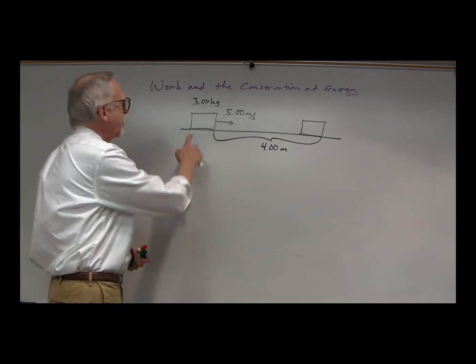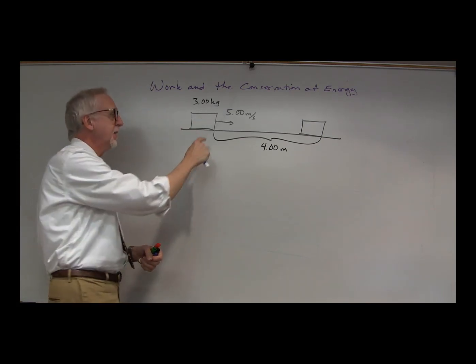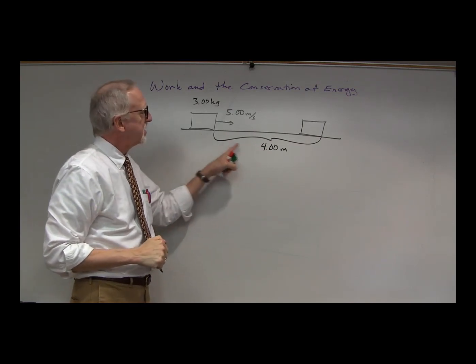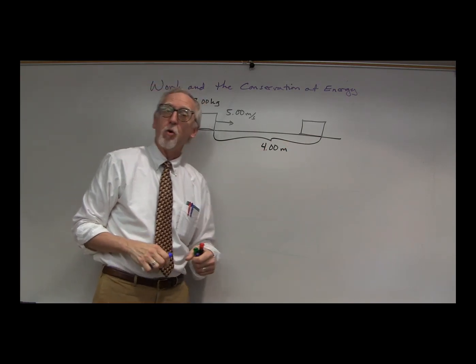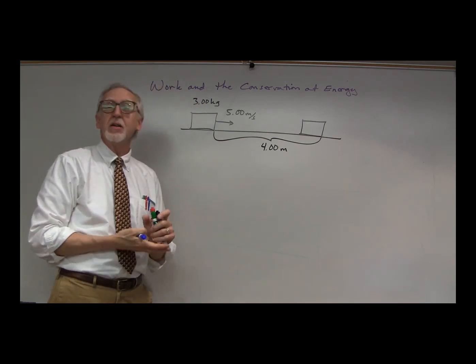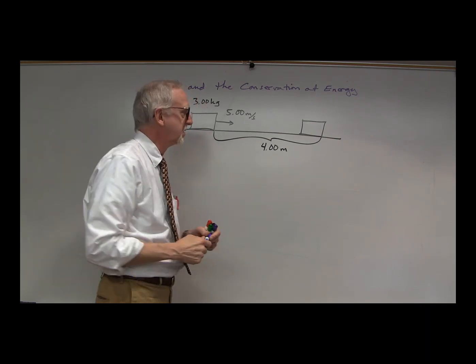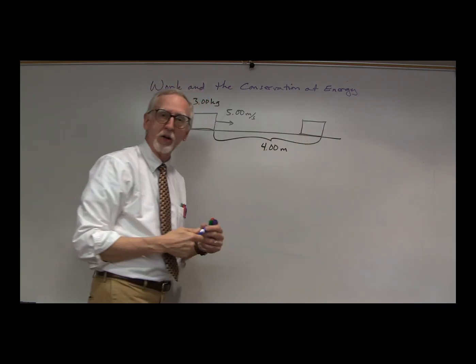Let's imagine that we have a mass of 3 kilograms that is sliding to the right at 5 meters per second. And let's imagine that it slides a distance of 4 meters. To start with, let's imagine there's no friction. We have no non-conservative forces. How fast will it be moving over here?